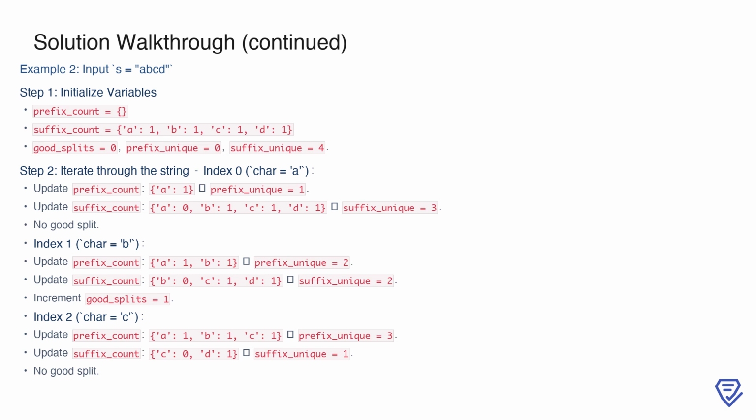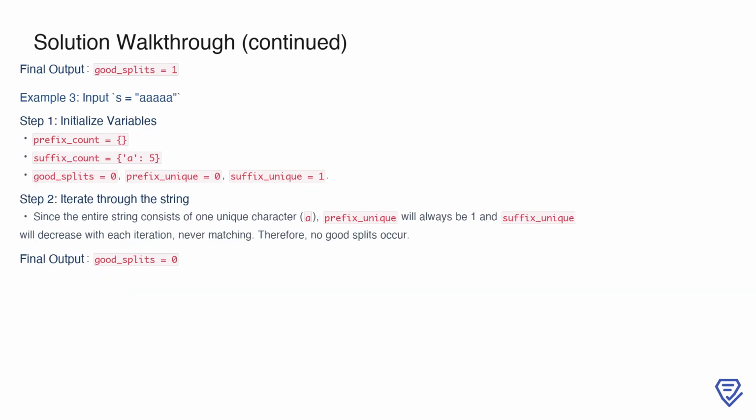At index 2, the character is c. Adding it to prefix_count, we now have a1, b1, c1, and prefix_unique increases to 3. In suffix_count, c decreases to 0, so it's removed, leaving only d1 and reducing suffix_unique to 1. Here, prefix_unique and suffix_unique are not equal, so no additional good split occurs. The final count of good splits for this example is 1.